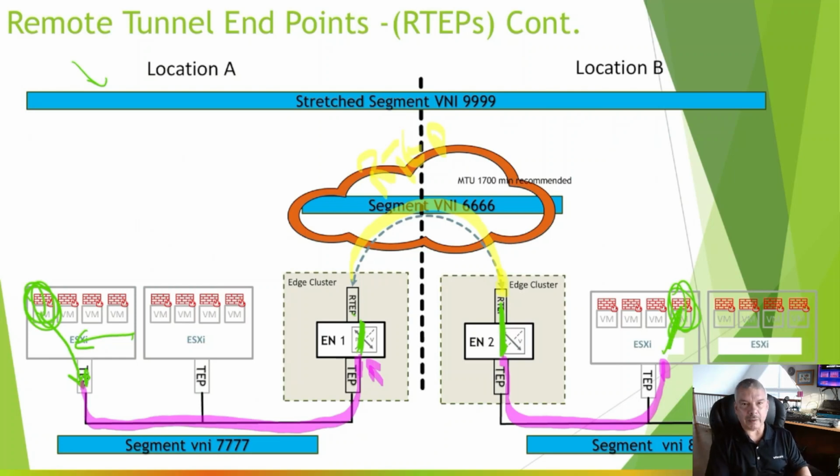So you see the purple I got is just your normal Geneve encapsulation that we've been playing with, that we're used to, that we've been talking about for quite a while. But the one in yellow is that RTEP to RTEP. It's still Geneve. It's still the Geneve encapsulation.